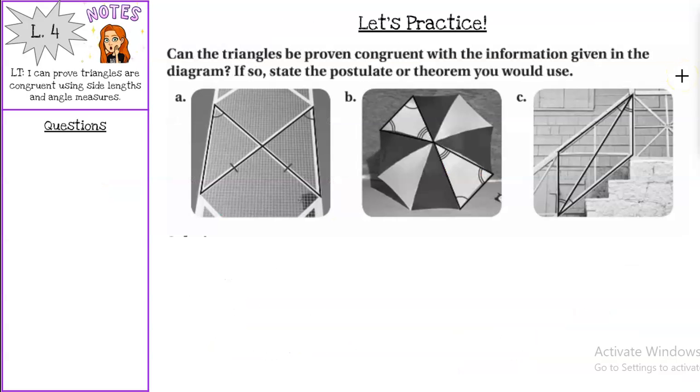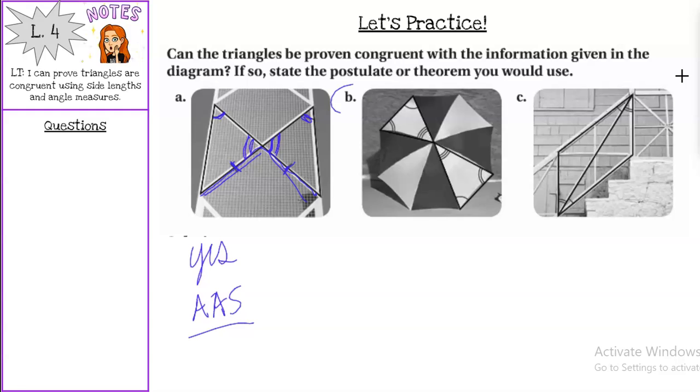So let's practice. Can the triangles be proven congruent with the information given in the diagram? If so, state the postulate or theorem you would use. So let's look. Here we have a side and an angle, angle and a side. And also we have vertical angles. If you look, you've got crisscross vertical angles. So we have angle, angle, side, angle, angle, side. It's a corresponding side. So yes, by angle, angle, side.